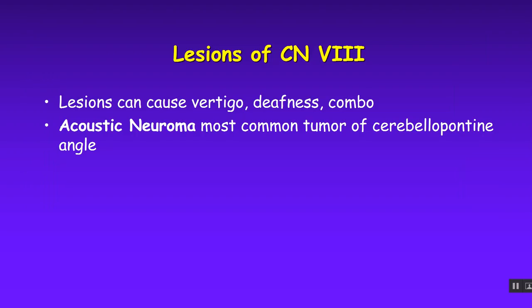So lesions of cranial nerve number 8, the vestibulocochlear nerve, can cause vertigo, deafness if it's the actual nerve itself, or a combination of vertigo and deafness. There is a very common type of tumor associated with the vestibulocochlear nerve called an acoustic neuroma. It's a schwannoma. It's the Schwann cells, those myelin Schwann cells on that peripheral nerve, that the tumor develops from. And it's the most common tumor of the cerebellar pontine angle, okay?